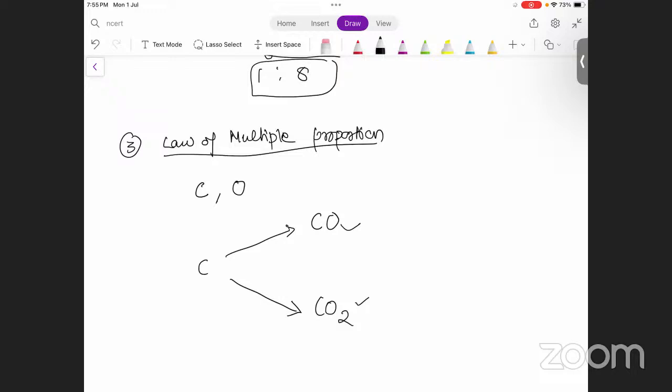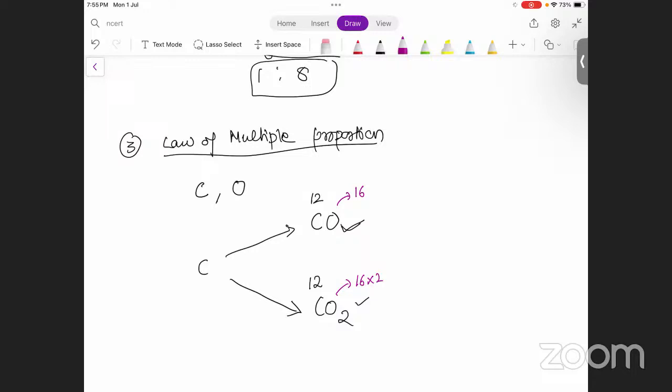Now I'll explain the definition with these examples. So here the mass of carbon is 12 and in this also the mass of carbon is 12. Now in this one, that is carbon monoxide, the mass of oxygen is 16 and here the mass of oxygen is 16 into 2, which is 32. So instead of writing 32, I am writing 16 into 2.